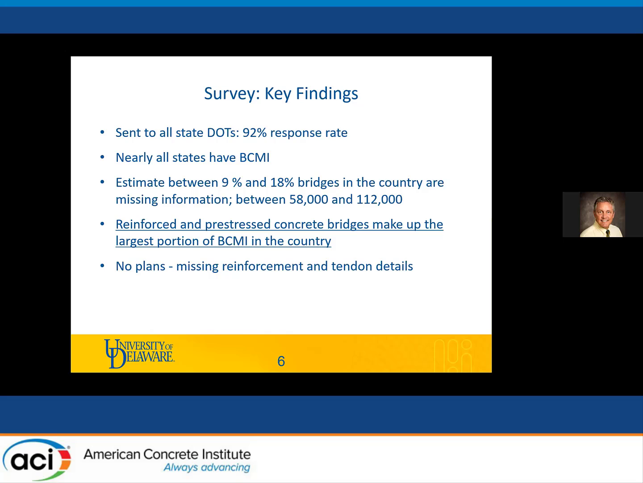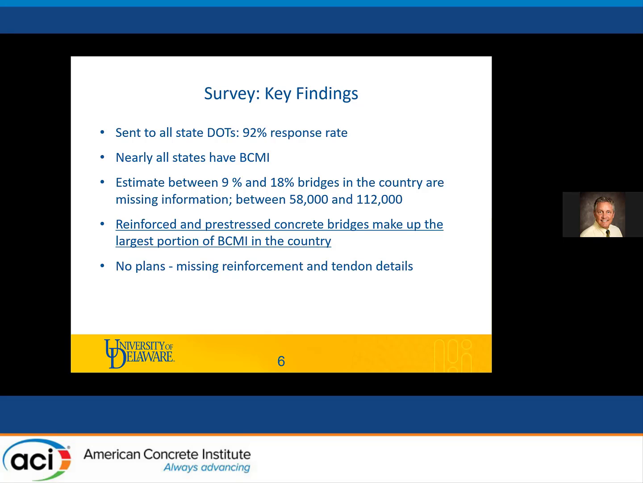What we found is that nearly all the states have some bridges where they're missing information. I think there was maybe only one state that responded that they didn't have any bridges of this type. We asked them what fraction of their inventories were bridges missing information. The range varied, but in the end, we were able to provide a broad estimate of how many bridges across the country are missing information.